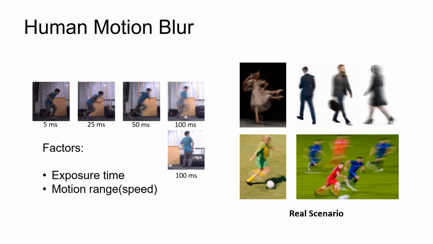Imagine capturing a fast-moving footballer during a nighttime match or a dancer's swift turn under dim stage lighting. The resulting blur can obscure critical details, making traditional pose estimation methods less effective. Our work aims to address these challenges and is particularly beneficial in fields like sports analysis.